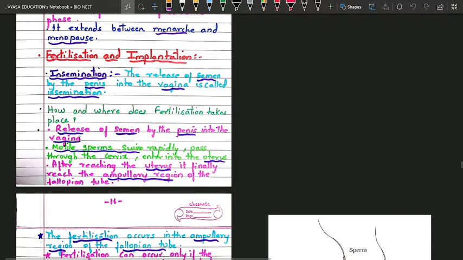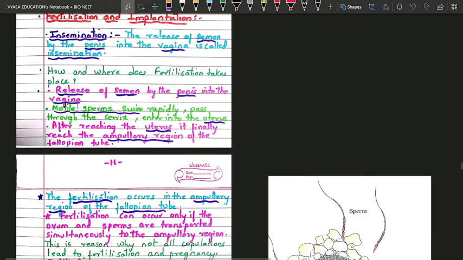How and where does fertilization take place? Okay, next question is, fertilization ಯಾವ ತರ take place ಆಗುತ್ತೆ? Release of semen by the penis. Okay, ಅಂದ್ರೆ insemination ಅಂದ್ರೆ semen is released by the penis into the vagina. Okay, first point. Then motile sperms, ಅಂದ್ರೆ ಒಂದ್ಸಲ vagina ನಲ್ಲಿ ರಿಲೀಸ್ ಆಯಿತು semen ಅಂತಂದ್ರೆ, sperms are motile, isn't it? They swim rapidly. They pass through the cervix, enter into the uterus.